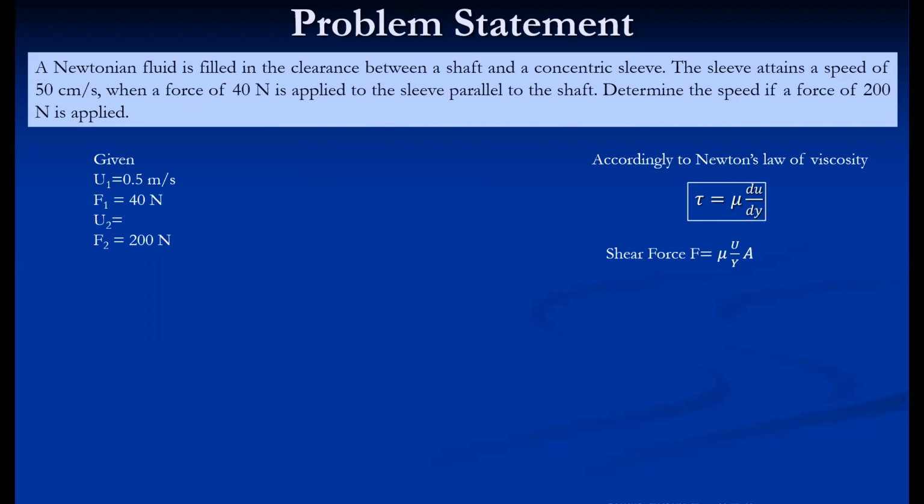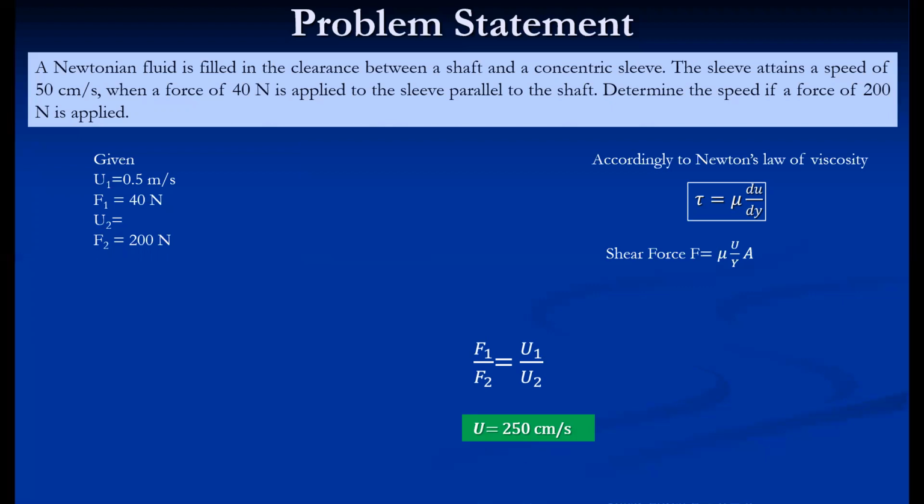Now in this case, the dynamic viscosity remains constant, and area also remains constant. Y remains constant. So F is proportional to U. So F1 upon F2 is equal to U1 upon U2. So from that we can calculate velocity.